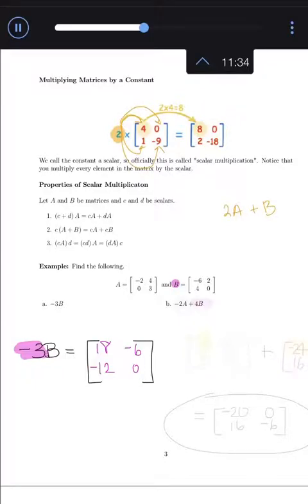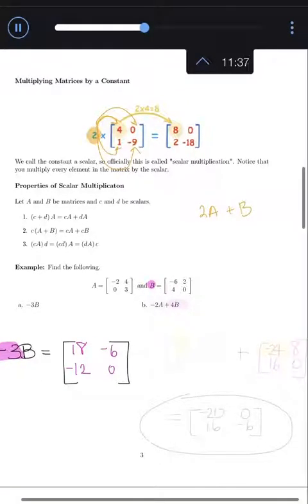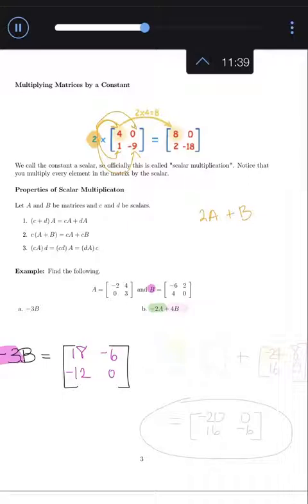The next one has us doing, let's see, -2 times A first. So that means to multiply everything in A by a -2. Let's see what we get for that. -2 times the first one, which is -2, will give me 4. -2 times the next one, which is 4, will give me -8. -2 times the 0 will give me 0. -2 times 3 will give me -6. We're going to leave the addition alone because remember we should be doing multiplication first.